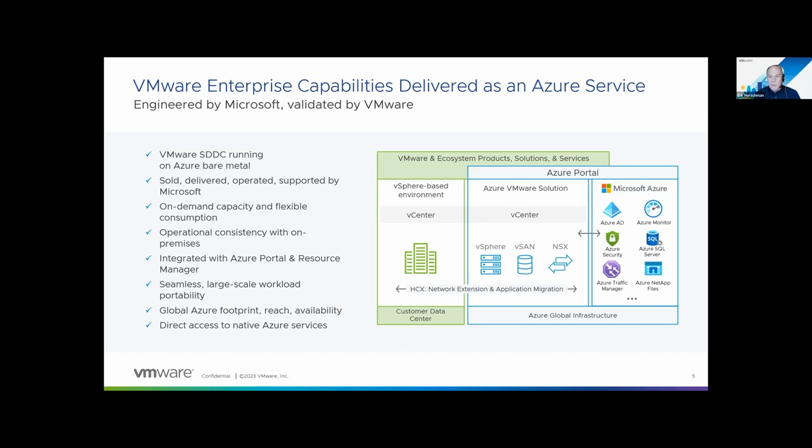developed Azure VMware Solution. Very simply, Azure VMware Solution, or AVS, is VMware infrastructure, that's vSphere, vSAN, and NSX, running on bare metal hosts in Azure data centers worldwide. With AVS, you get completely consistent VMware infrastructure in the Azure cloud. Azure VMware Solution is a native Azure service that's sold and supported by Microsoft.